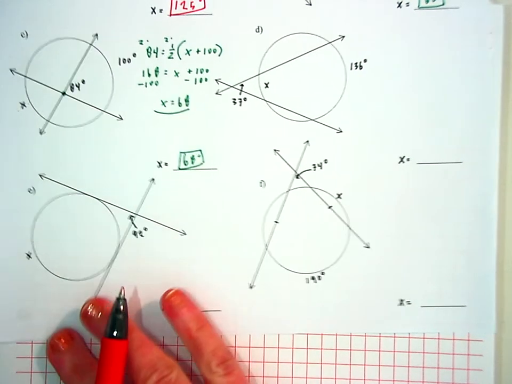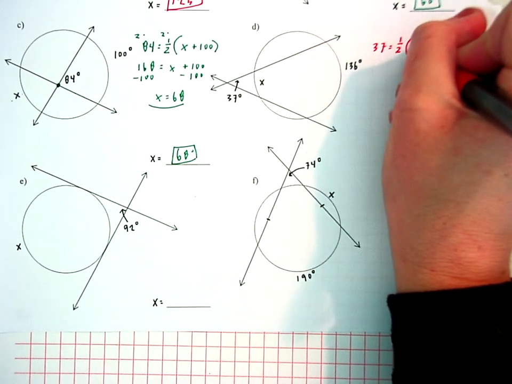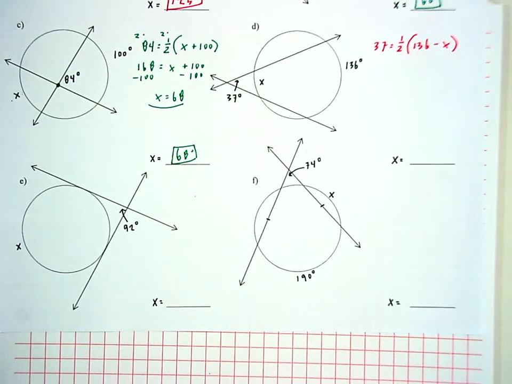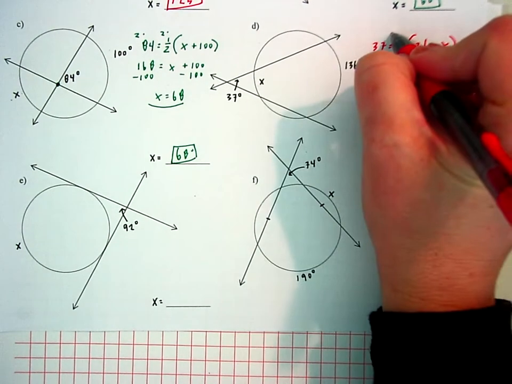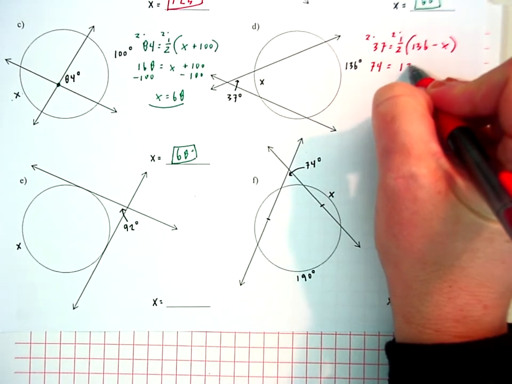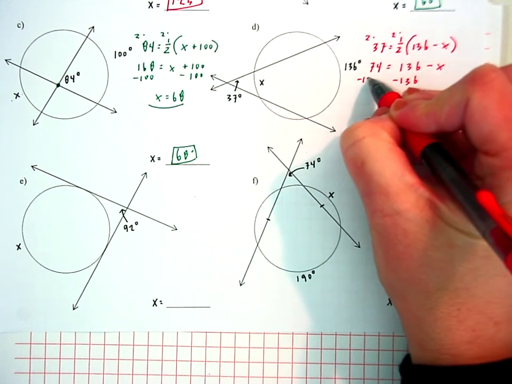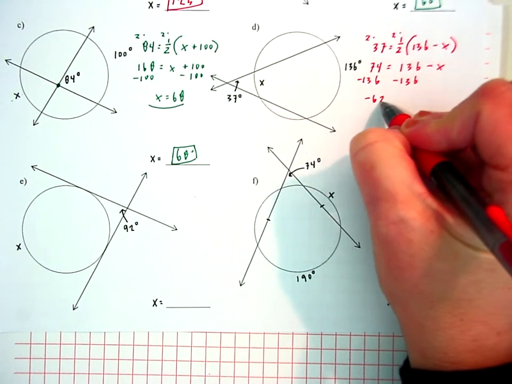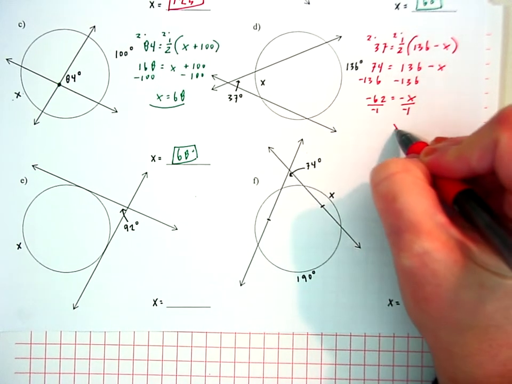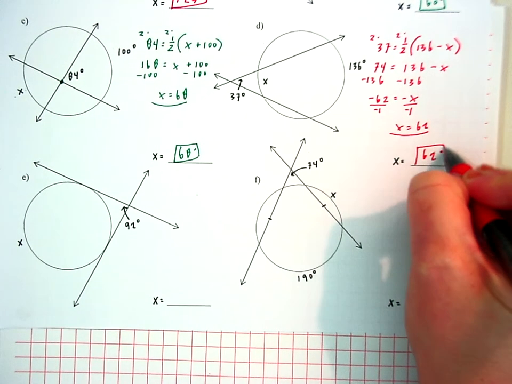So that angle of 37 is going to be equal to 1/2 the difference between the two intercepted arcs. So here is my structure. Again, you know I love to clear a fraction, so I'm going to multiply each side by 2. So I get 74 is equal to 136 minus x. I'm going to go ahead and subtract that 136 from each side. So negative 62 equals a negative x. Divide each side by a negative 1, and we get that x is 62. So my missing smaller arc is 62 degrees.